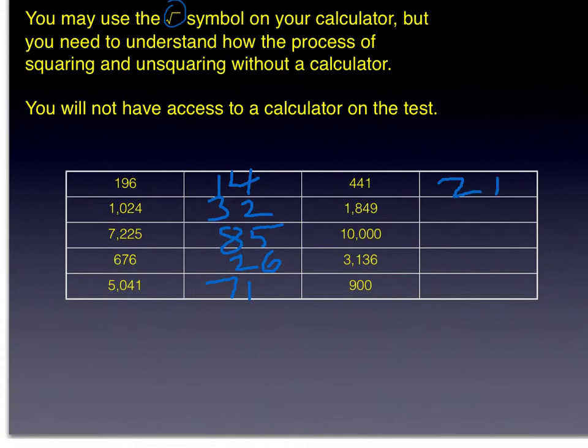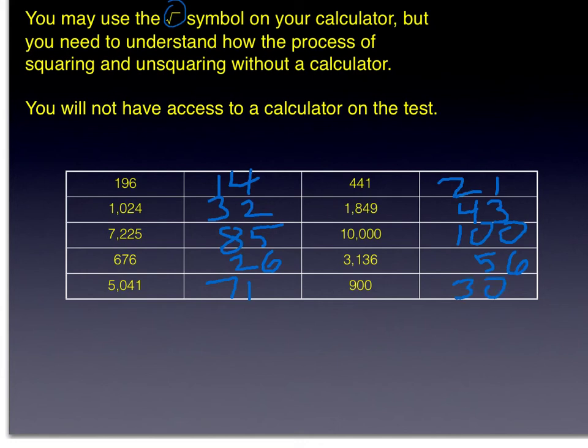If I'm going way too fast and you're not keeping up with me, go ahead and pause the video and just get these answers in there and then restart it and check your work. 1,849 square root, 43. 10,000 square root, 100. 3,136 square root, 56. 900 square root is 30.